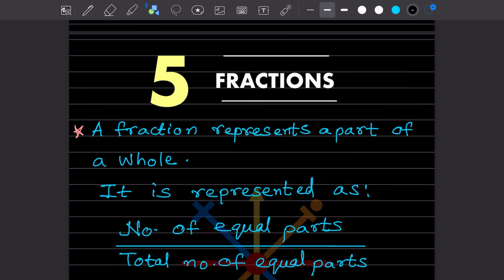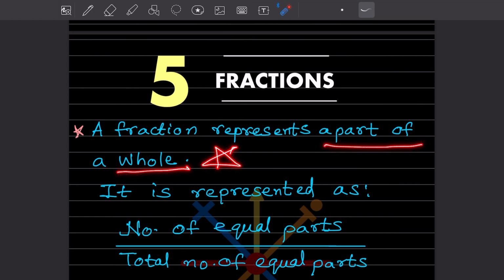The first point says that a fraction represents a part of a whole. This point I will explain further by giving other examples later. Whenever somebody asks you what a fraction is, you should know that it is a part of a whole. So this point I will explain later.